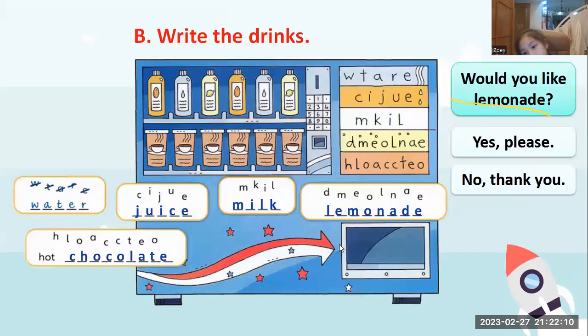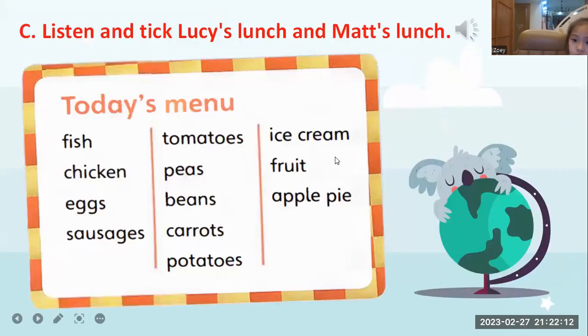Okay, so thank you for your answer, Zoey. So now I want you to listen and pick Lucy's lunch and Matt's lunch. Okay, are you ready to listen, Zoey? Are you now ready to listen? Yes. When you say tick, Zoe, this is tick, okay? So now I want you to tick Lucy's lunch and Matt's lunch.